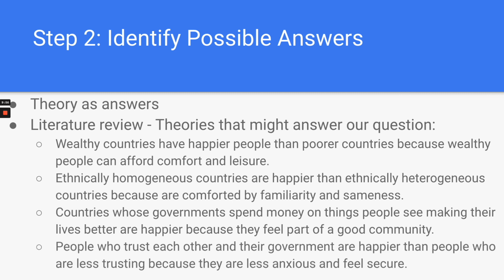And then finally, people who trust each other and their government are happier than people who are less trusting, because we talked about how they feel less anxious and more secure. Our example was those of you who have left something valuable in your car, or left your phone in another classroom. I have never seen any kind of panic like I've seen on the faces of students who have left their phone in another classroom or the bathroom. They are sure they will never see that thing again. If they could trust that somebody would pick it up, take it to the office, and page them over the intercom to come get it, they wouldn't feel anxious.